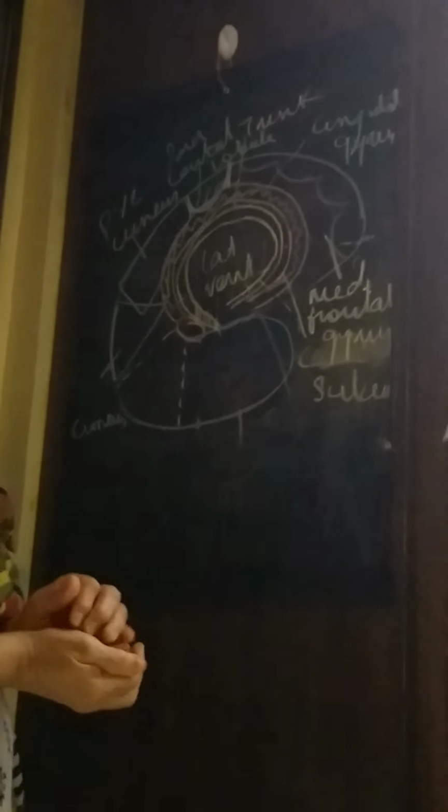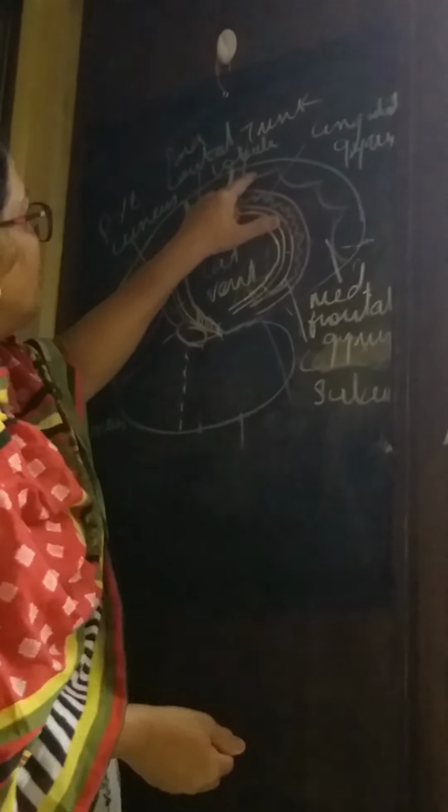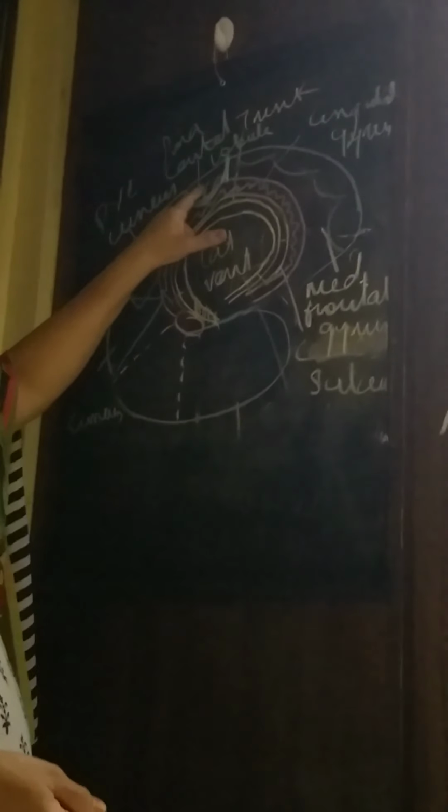Then you have a quadrangular shaped gyrus. This is called the precuneus. And a triangular shaped gyrus present over here below the precuneus is called the cuneus. So you have the medial frontal gyrus, the paracentral lobule, the precuneus and the cuneus.